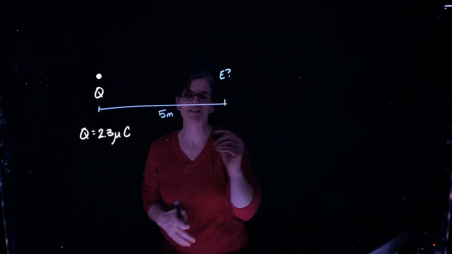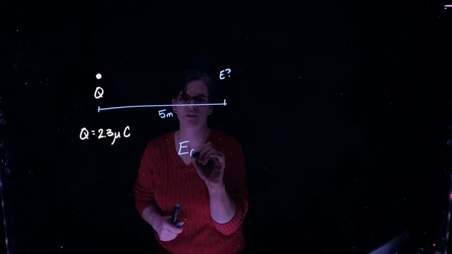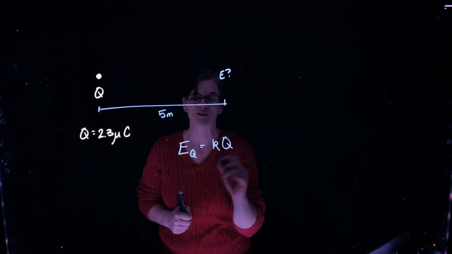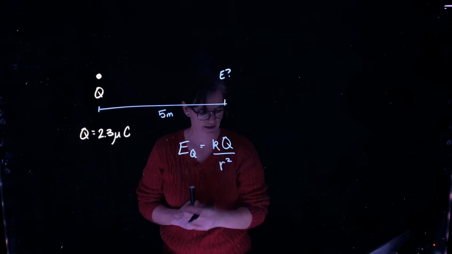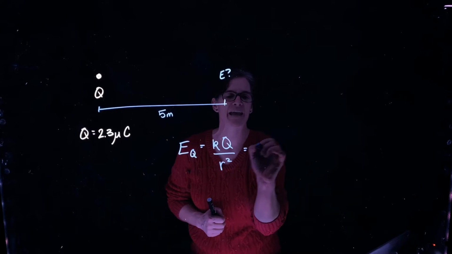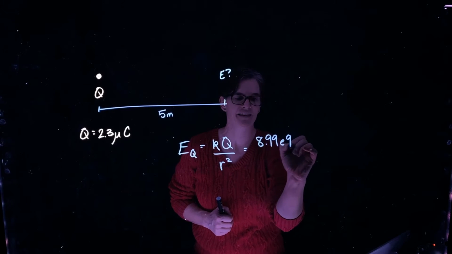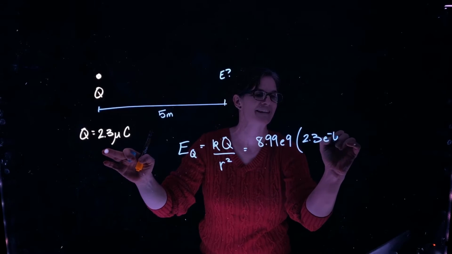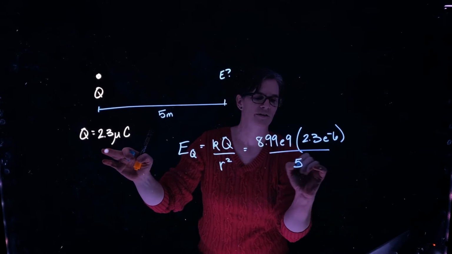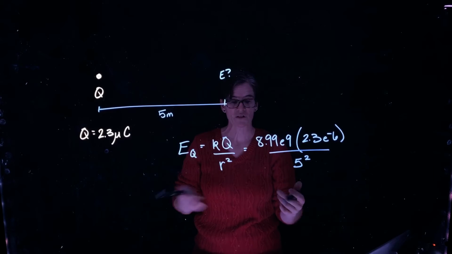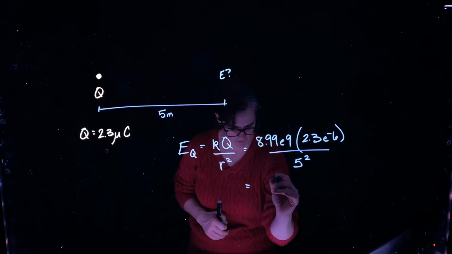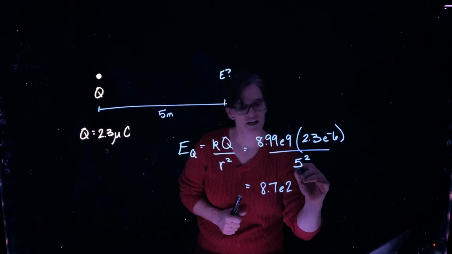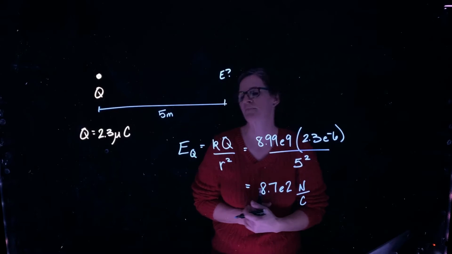So we're going to use our relationship for the electric field. We know that the electric field by charge Q is equal to K, capital Q, the magnitude of that charge, divided by the radius squared. So using that, we have 8.99 times 10 to the 9th times Q, which is 2.3 microcoulombs times 10 to the minus 6th, all over 5 squared. So our electric field has magnitude of 8.7 times 10 to the 2, so 870 newtons per coulomb.